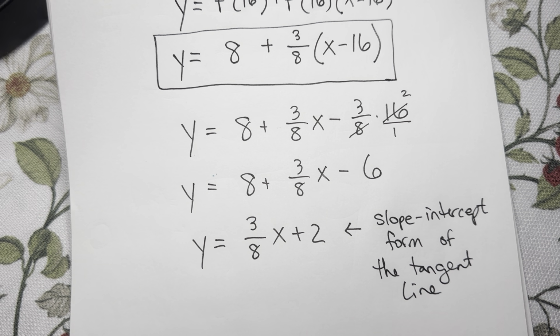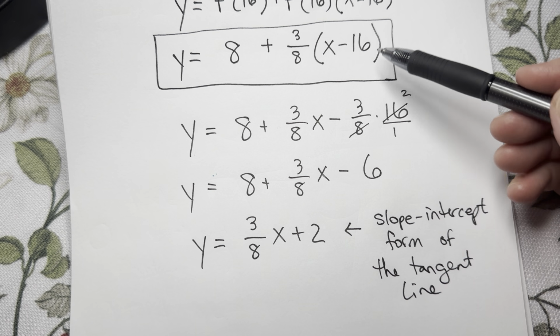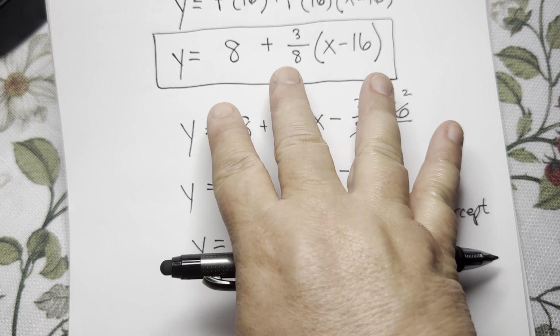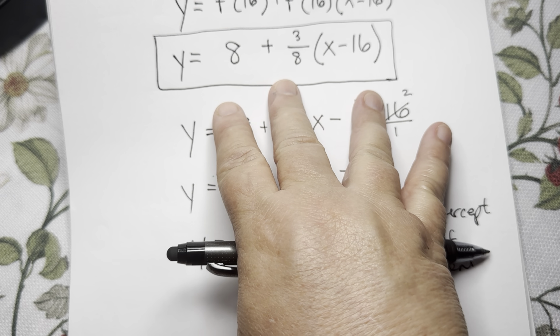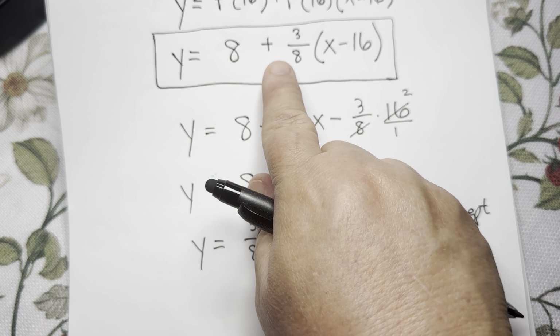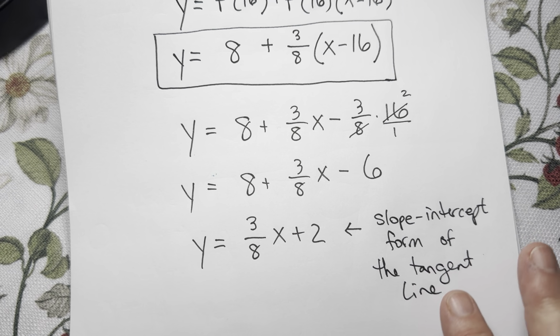Okay, so up here, this is the linearization. It's a very formal way to write it out, and a lot of times we leave it in this form because that gives us a lot of information. That gives us the y value, that gives you the slope, and that gives you the x value. So you get a lot of information here.